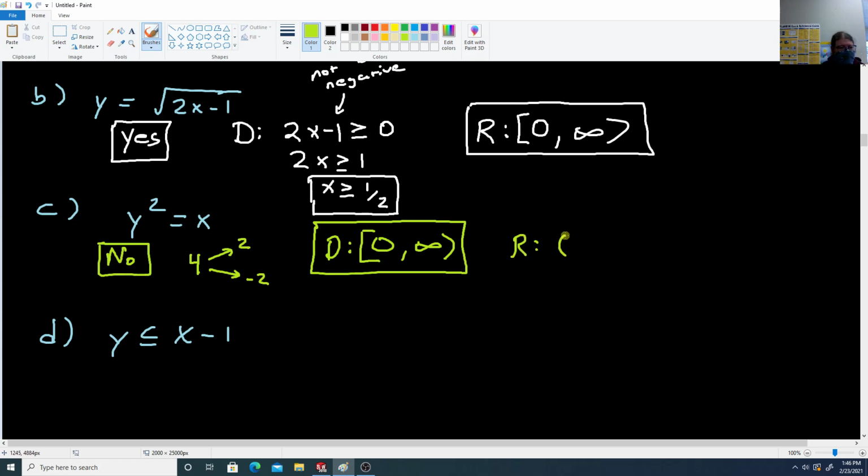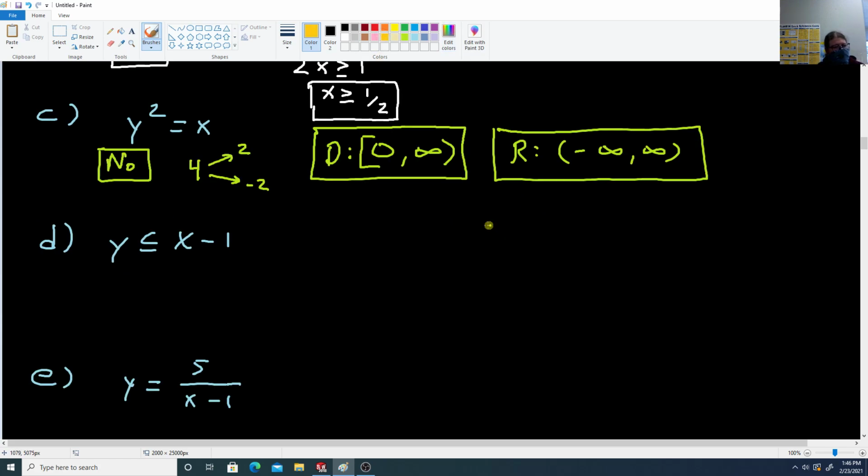So that's the domain. The range, I can input anything because when I square them, negatives go positive, so that matches up, and positive squares go positive, and 0 squared goes 0. So I can input any y value here, and the equation is solvable.